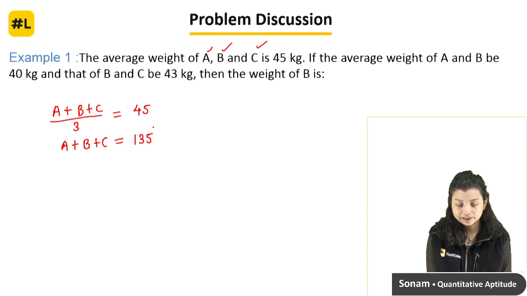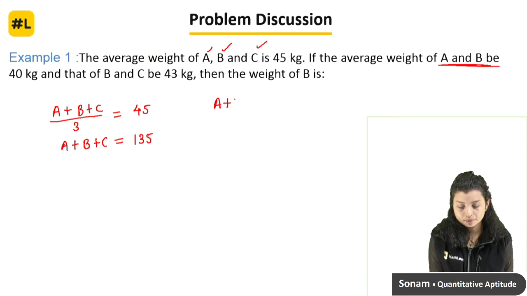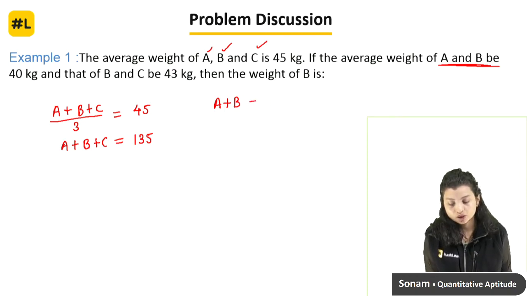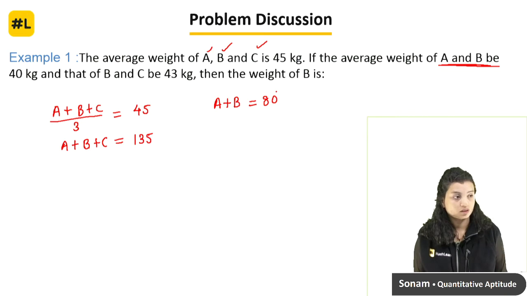Tell me what will be my second equation. Average weight of A and B is 40. So A plus B. Now do it faster, okay? Don't keep writing these steps. Don't write all these steps. So just do it mentally that A plus B divide by 2 is equals to 40. So A plus B will be equals to 80, right?